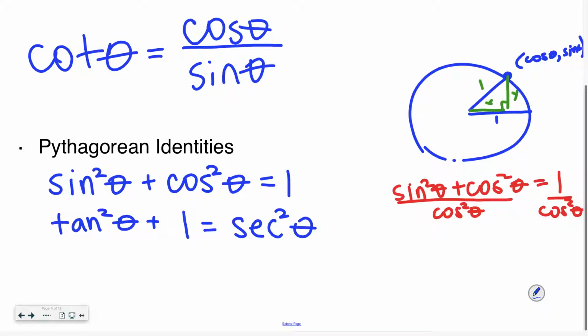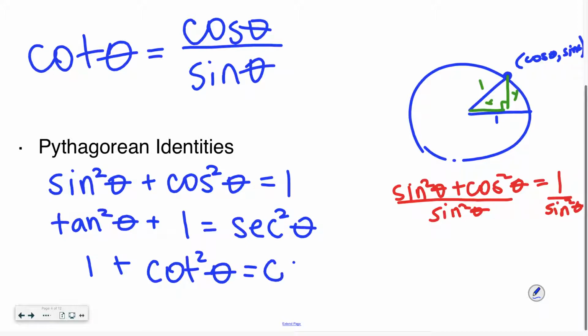Okay. Then let's take our same original Pythagorean identity, and instead of dividing by cosine squared, let's divide both sides by sine squared. Okay, so now we have sine squared over sine squared plus cosine squared over sine squared equals 1 over sine squared. Okay, there's our third Pythagorean identity. You can either memorize the 3 or memorize the first one and remember how to get the second and third one from there.